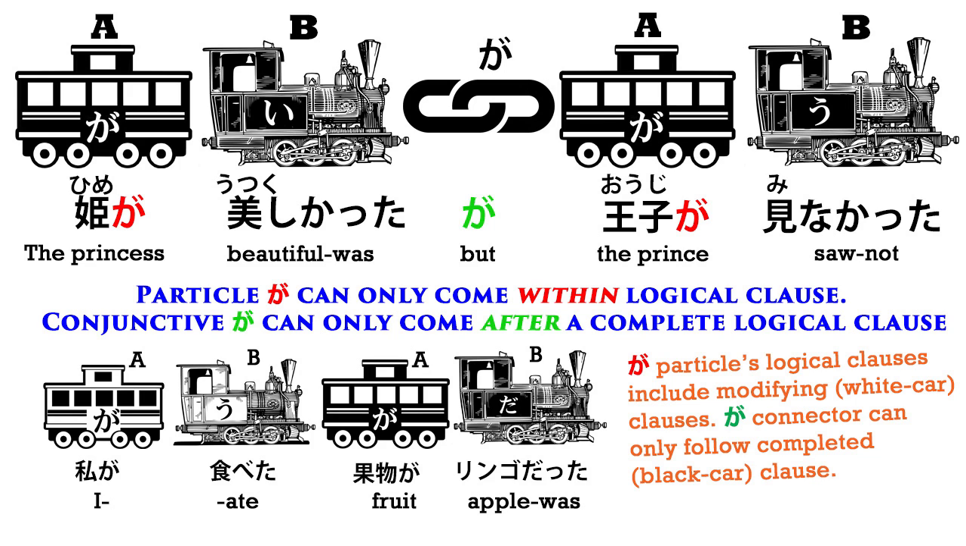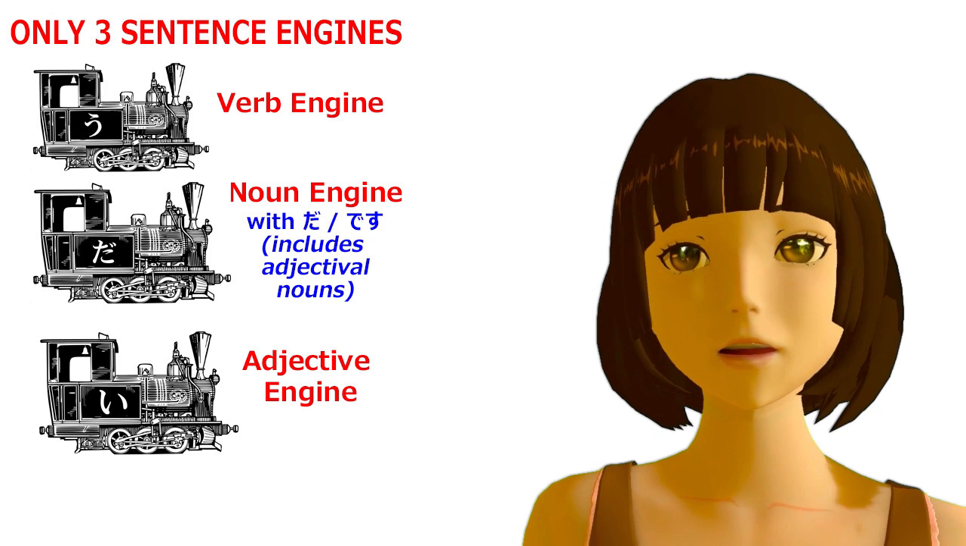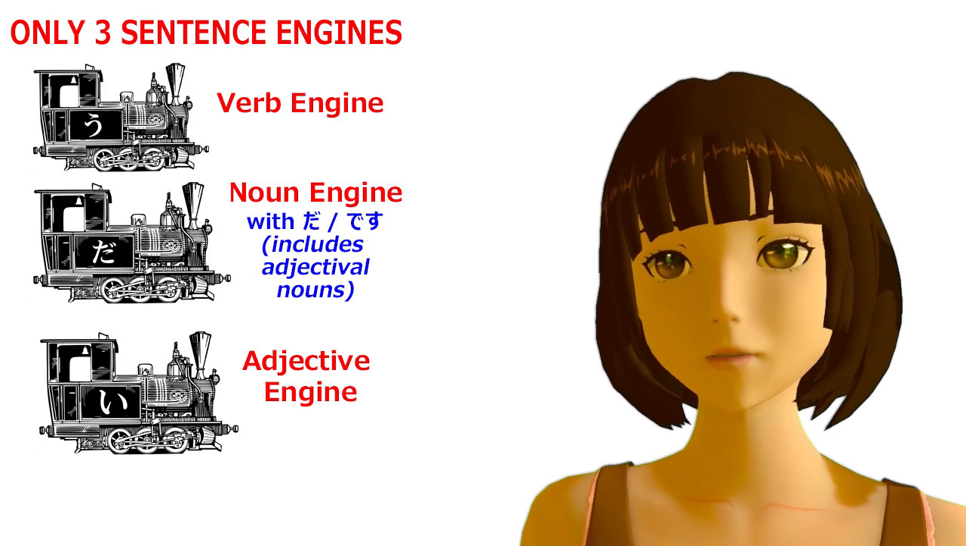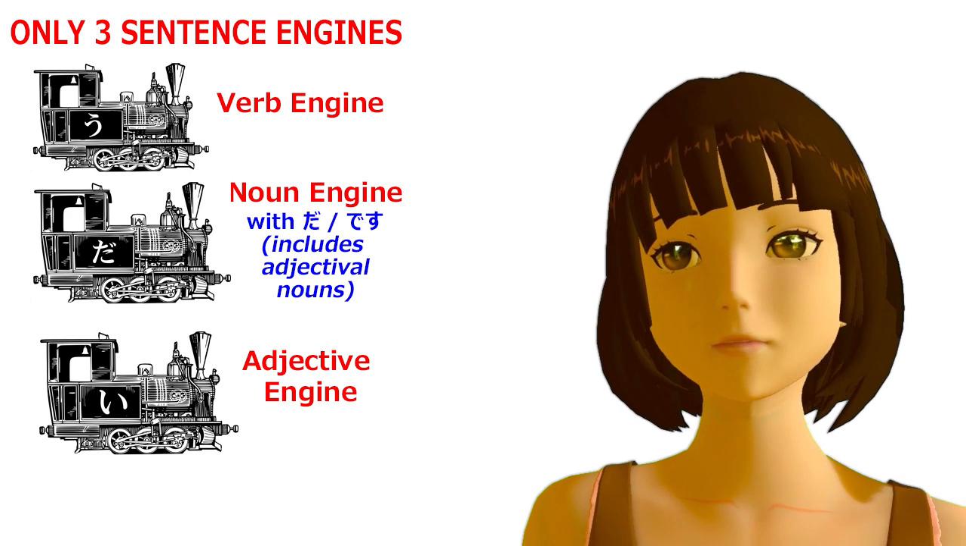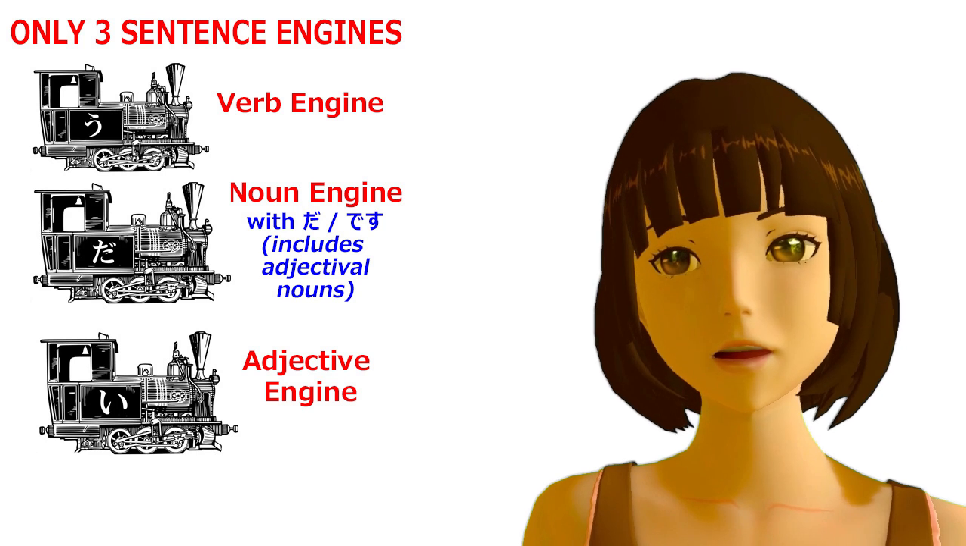It's not possible to confuse this with the other ga, the ga that marks the subject of the sentence, the agent, because that ga, the particle ga, can only ever mark a noun, and the clause connector ga can only ever mark a complete sentence. The particle ga can't mark a complete sentence, because a complete sentence can't end with a noun. It has to end with a verb, an adjective, or a copula, as we learned in our very first lesson. So it's not possible to confuse these two so long as you're clearly aware of them.